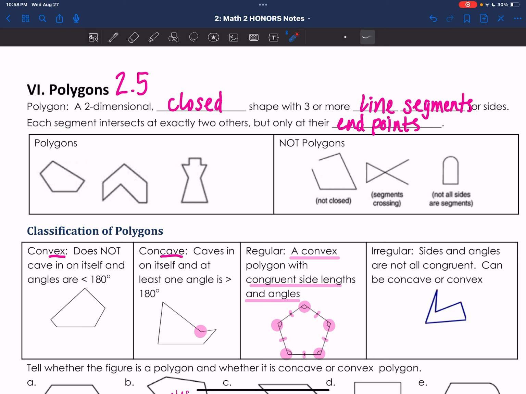So, closed, closed, those are all good. They have three or more line segments, and each intersects with exactly two others.